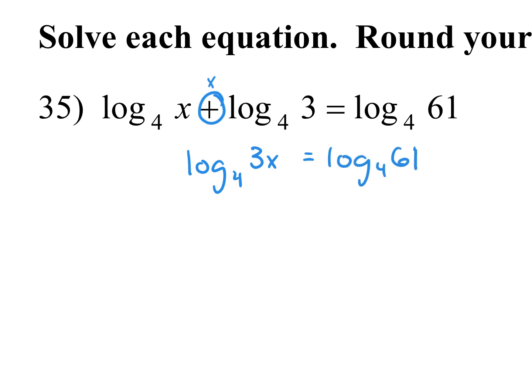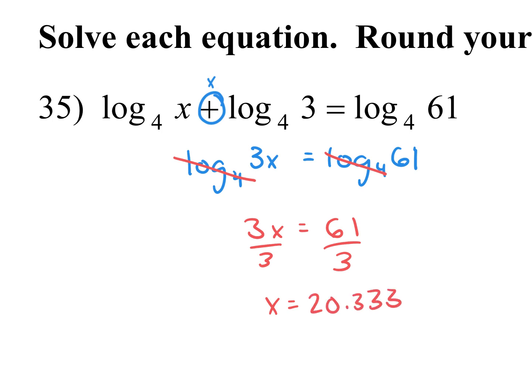What do I do next? Cancel out the logs. So 3x is equal to 61. And then what's the last step? Divide by 3. So x is equal to 61 divided by 3, which would be 20.333. Yeah, you could just put the line because it's 3 repeating, if you wanted to.